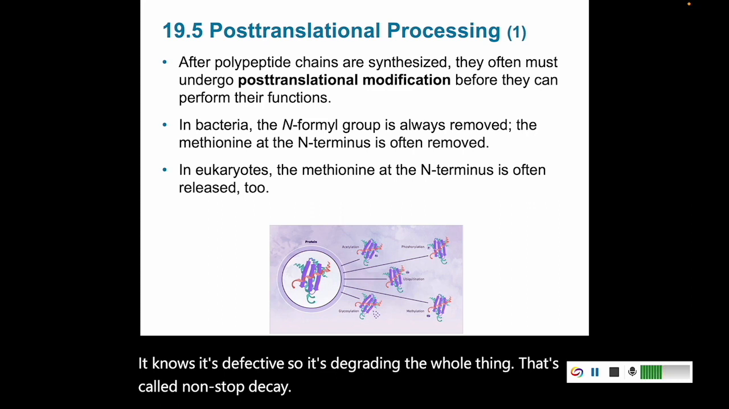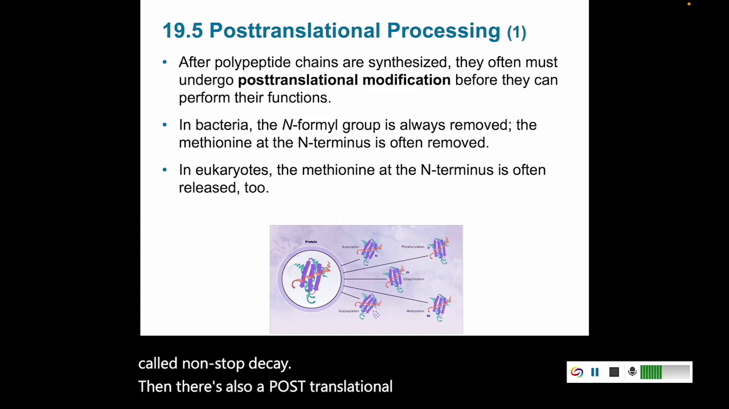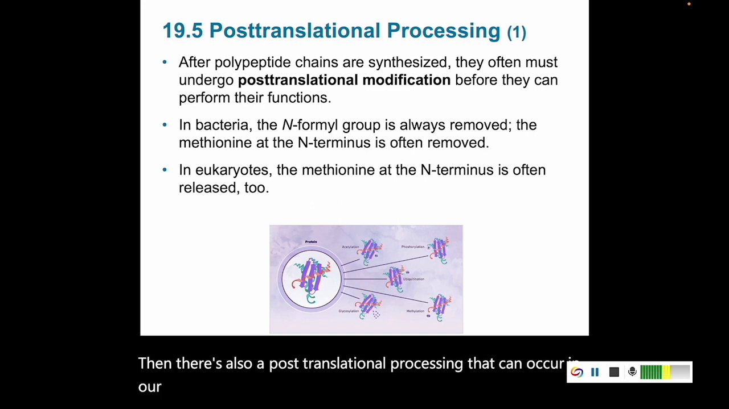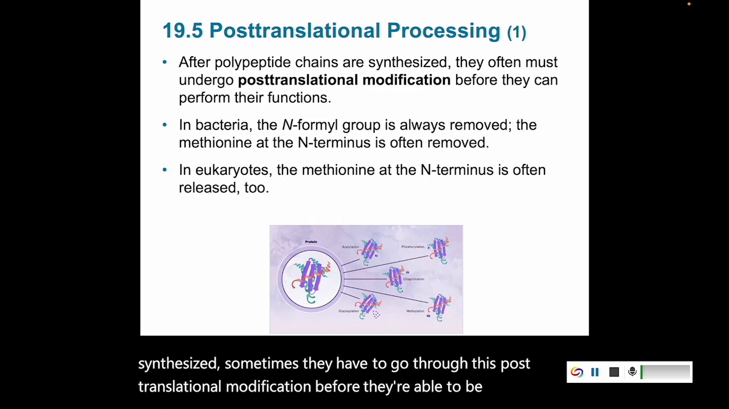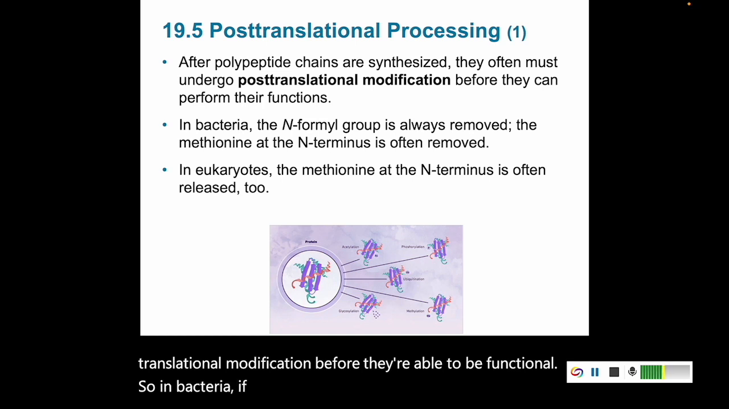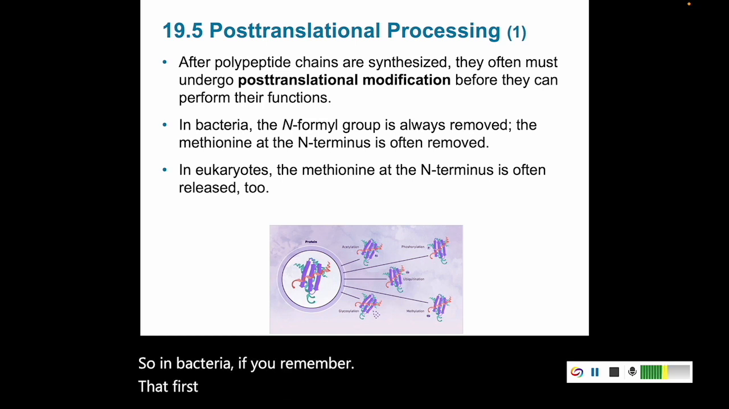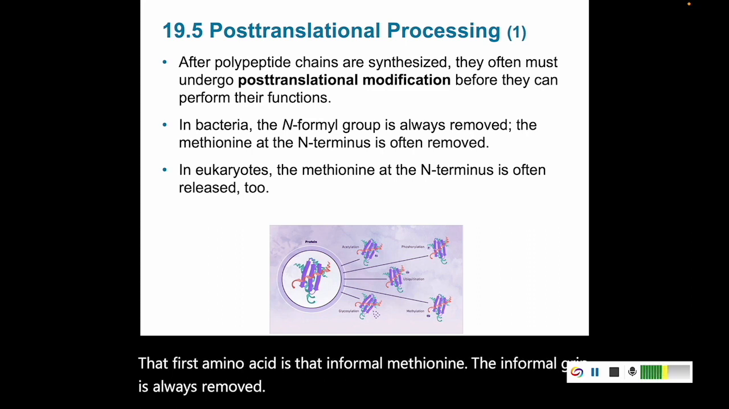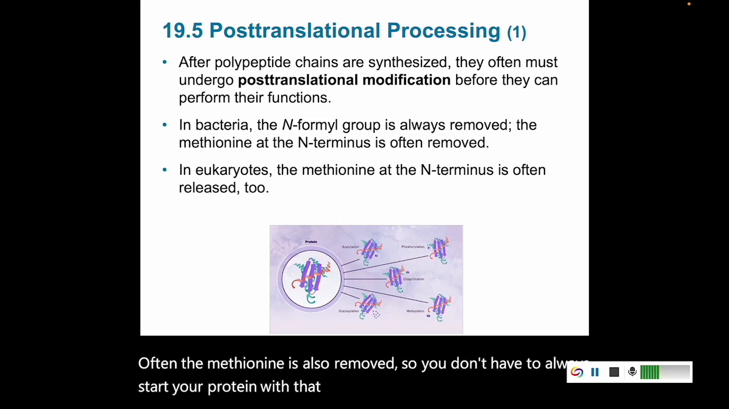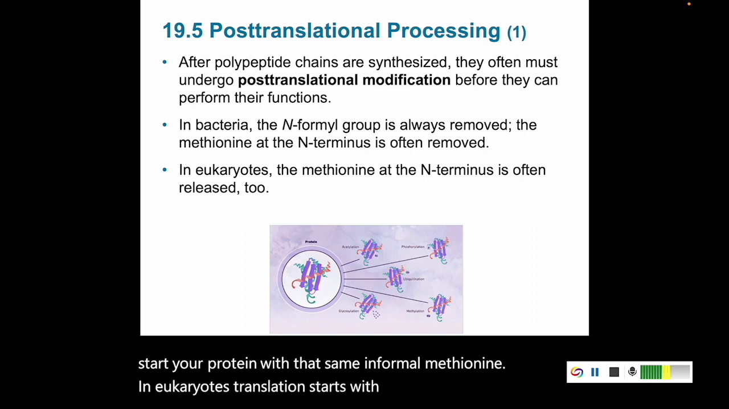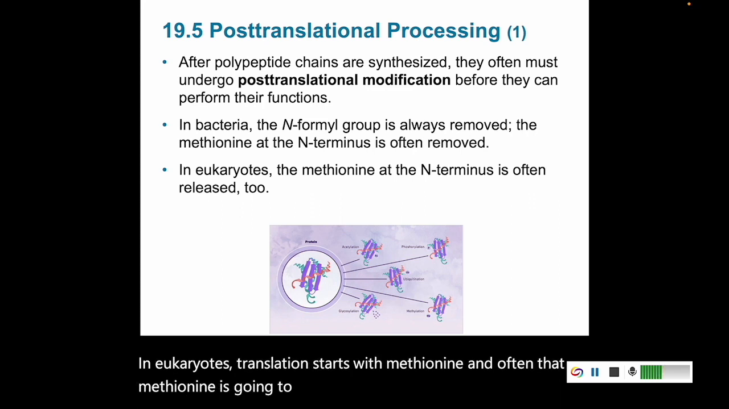Then there's also post-translational processing that can occur in our proteins. After our polypeptide chains have been synthesized, sometimes they have to go through post-translational modification before they're able to be functional. In bacteria, if you remember, that first amino acid is N-formylmethionine. The formyl group is always removed. Often the methionine is also removed, so you don't always start your protein with that same methionine. In eukaryotes, translation starts with methionine, and often that methionine is also cleaved off.